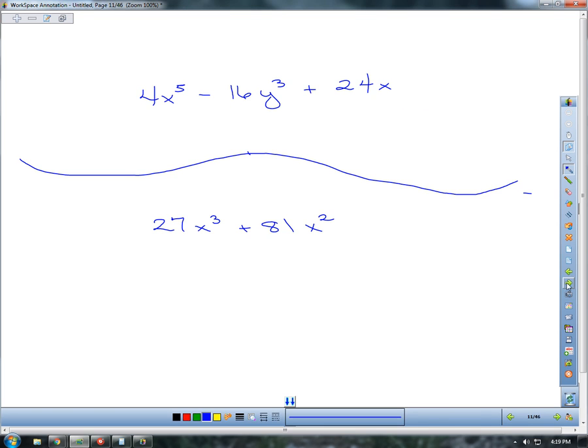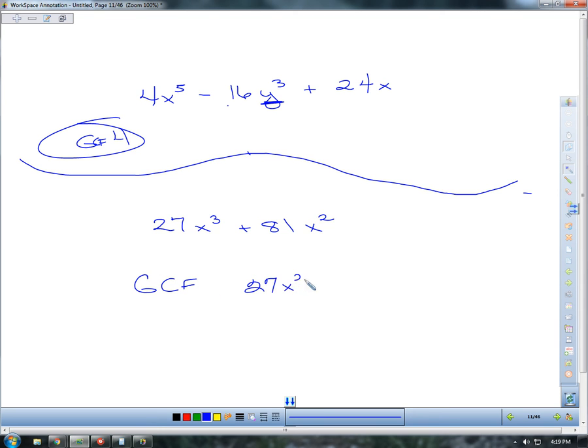That one I'm going to skip past. This one, 4 is my number GCF, and you can check that on the calculator. I can't include x because all 3 terms do not have an x. This one has a y, so I cannot do it. GCF is 4. This one, 27x squared, because that is the lowest power of x. And that's it. That's what we did.